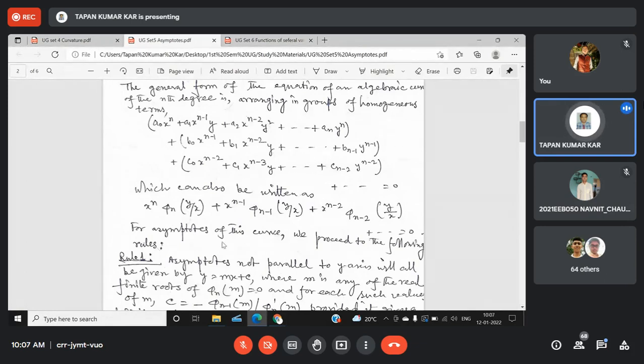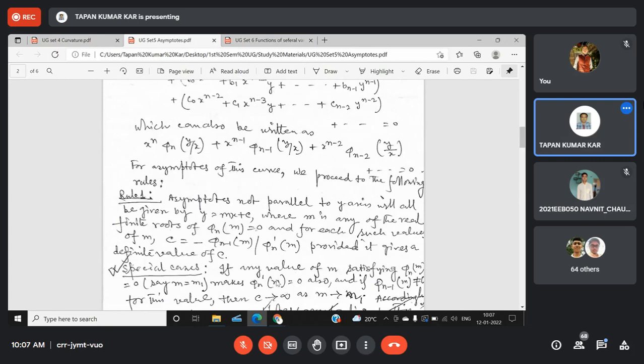Now, for asymptotes of this curve, we proceed with the following rules. Rule 1. What is rule 1? Look at this. Asymptotes not parallel to the y-axis will all be given by y equal to mx plus c, where m is any of the real finite roots of phi n m equal to 0.